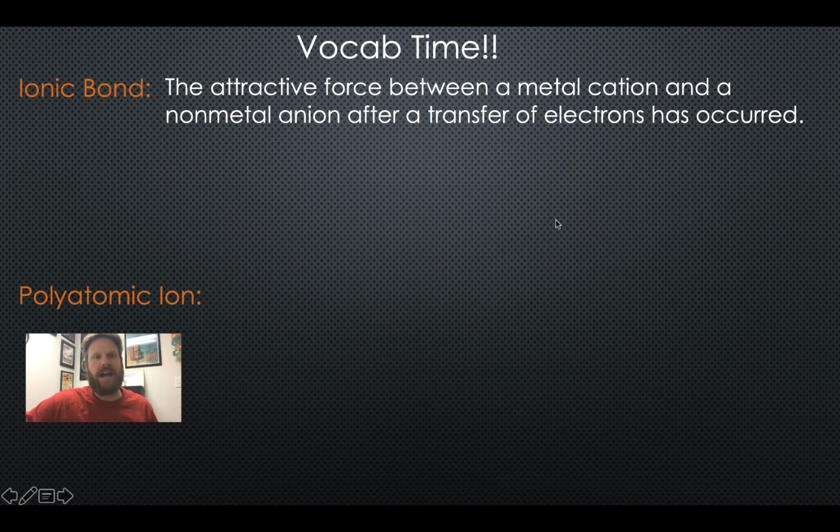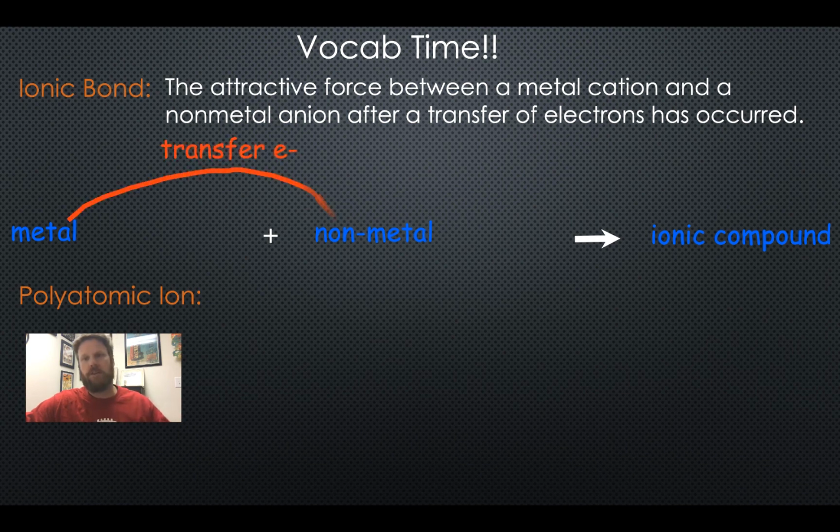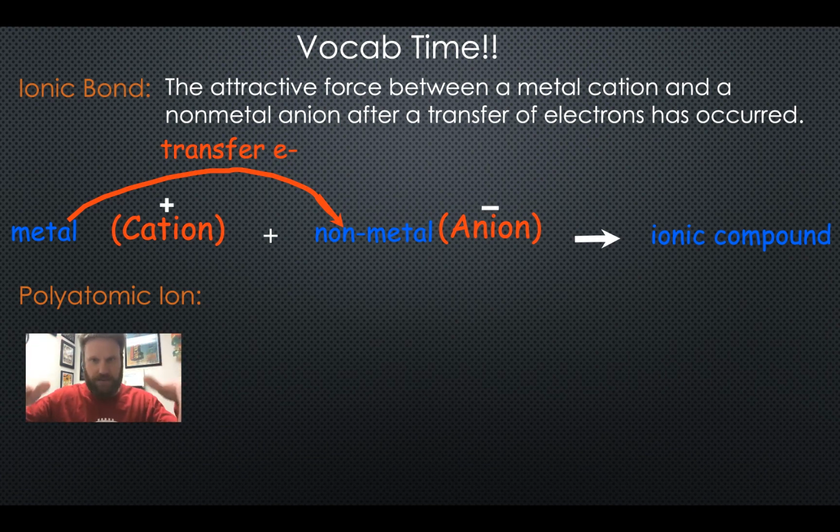Time to talk about ionic bonds and ionic compounds. Ionic bonds form when a metal cation is attracted to a non-metal anion. This attraction is the result of a transfer of electrons from the metal to the non-metal. Remember, cations are positive and anions are negative. An alternating pattern of cations and anions forms an ionic compound.